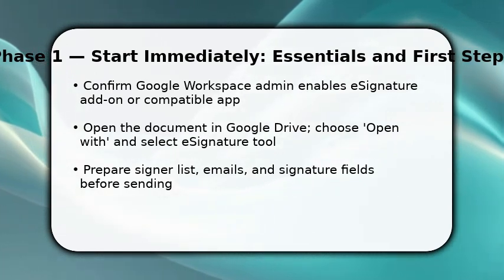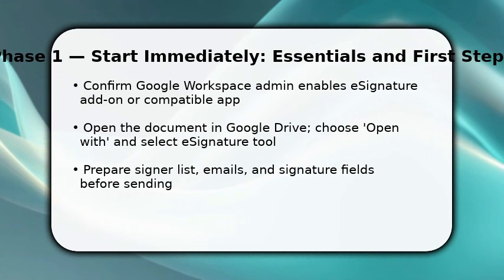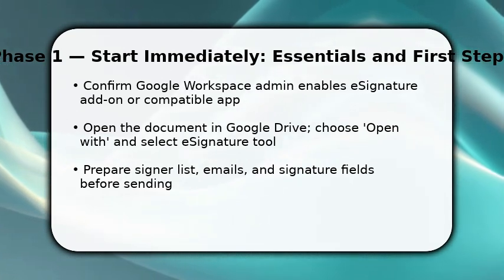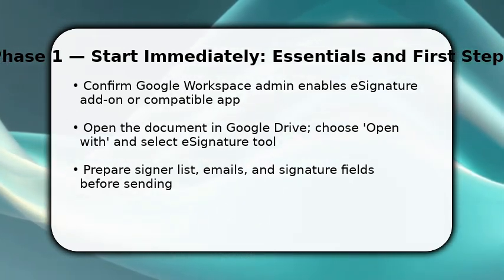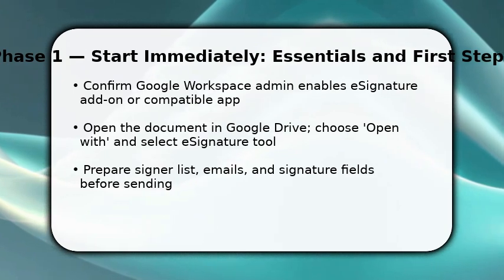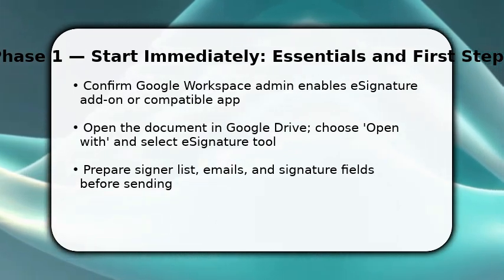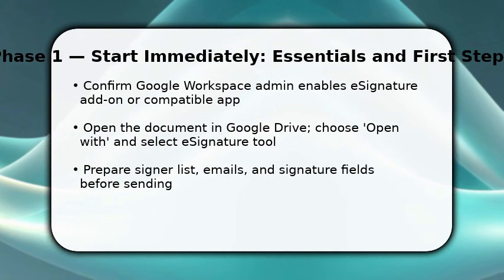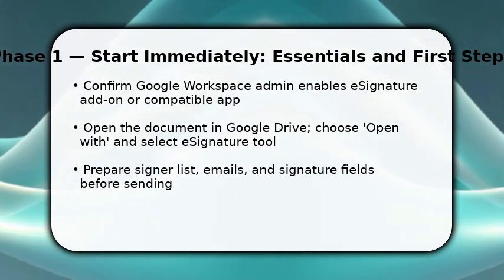Once done, add signer emails and assign roles. This saves time later. Make sure to name the transaction and set signing order if required. You're now ready to place signature, date, and text fields. These are the first actionable steps that get the process moving.